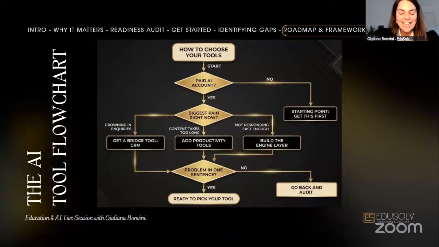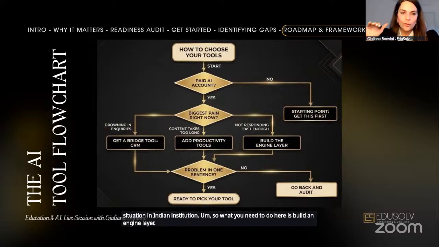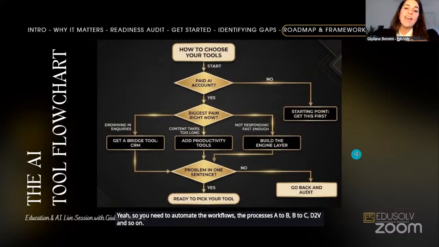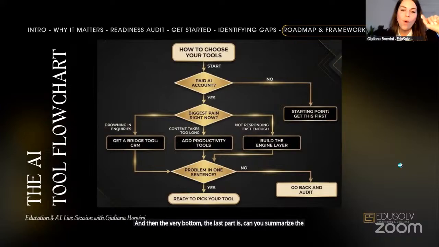situation in any institution. So what you need to do here is build the engine layer. For those who don't remember, the engine layer is the automation. So you need to automate the workflows, the processes, A to B, B to C, D to E, and so on. And then the very bottom, the last part is, can you summarize the problem in one sentence?